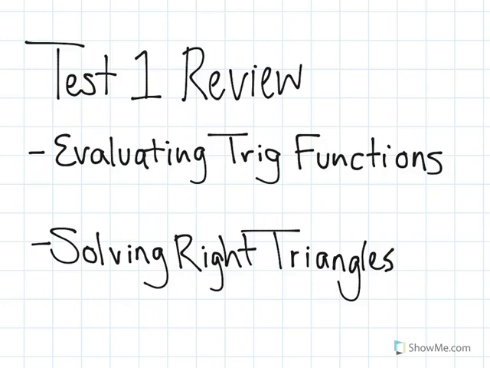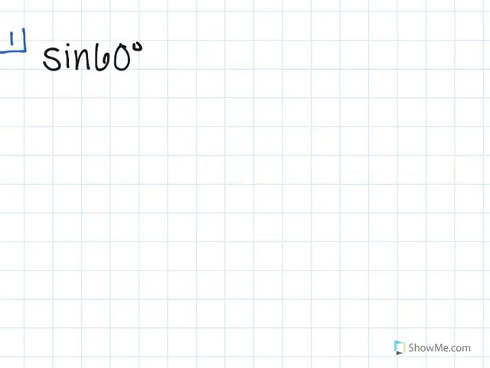This is the third video in the Test 1 review, and it covers material on evaluating trig functions and solving right triangles. In our first problem, we want to evaluate the exact value of sine of 60 degrees. So we can do that through using a right triangle.